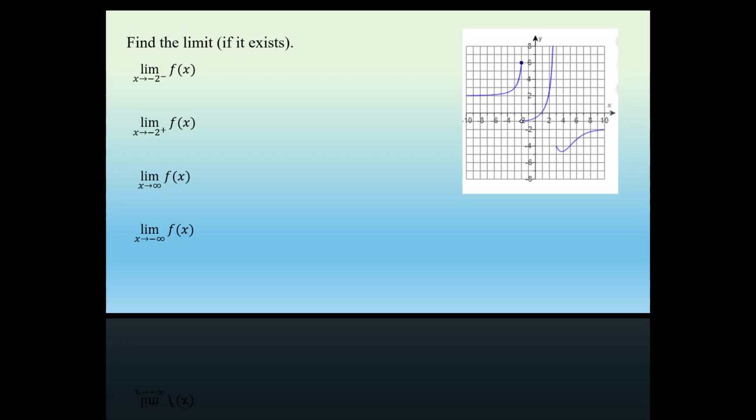Find the limit if it exists. All right, we have a graph. It's a piecewise function, and we're looking at the limit as x approaches -2 from the left of the function f of x. So let's go ahead and get to our graph.